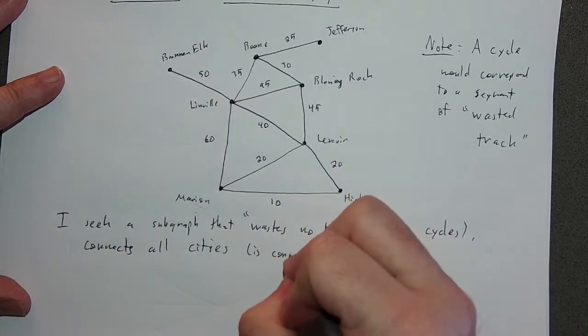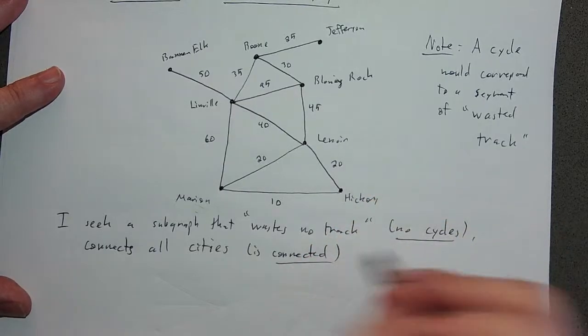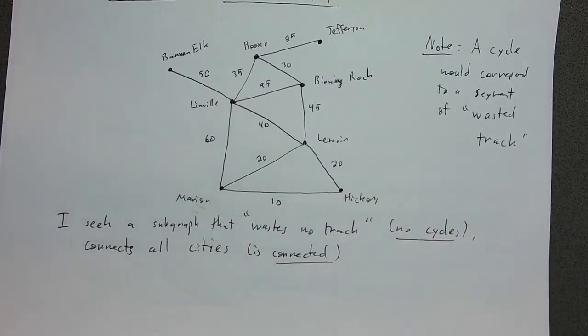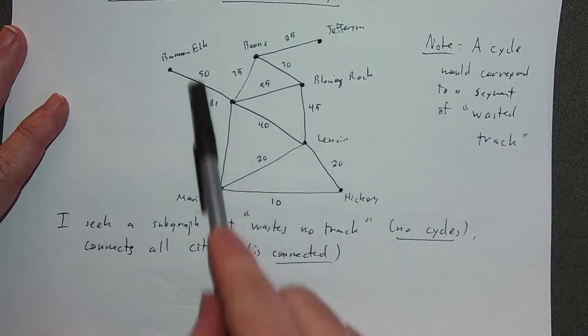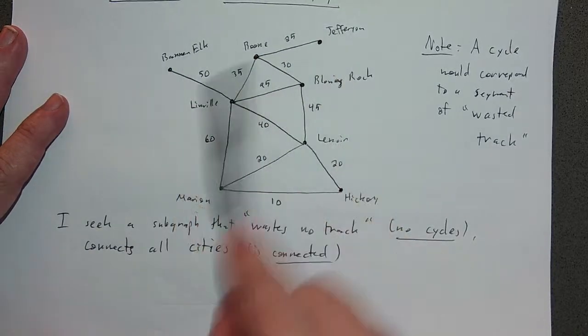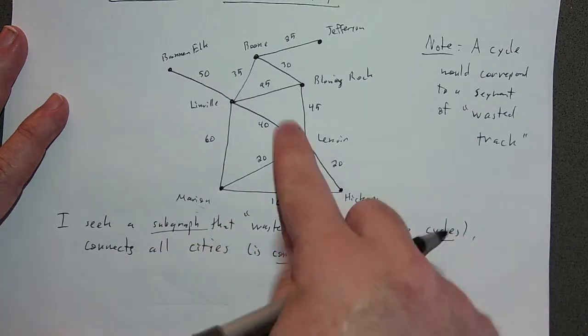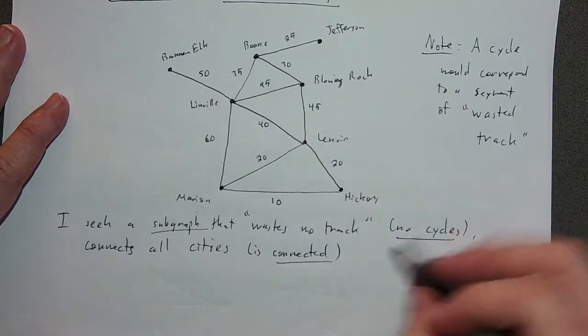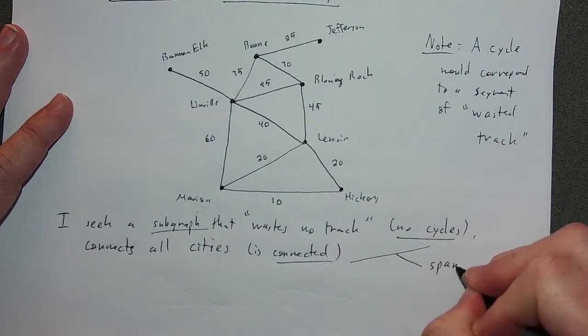Is connected. So already, no cycles and connected. What is the thing that connects all cities? So it has all of these cities, all these vertices are included in the subgraph. It wastes no track, it has no cycles. These two things are referred to as a spanning tree.